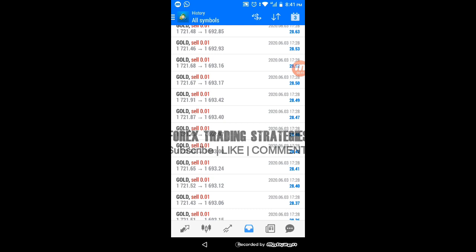I would recommend you use small lot sizes and gradually increase your lot sizing. Don't jump from 0.01 in my case, and after making a profit one day you jump onto one standard lot.